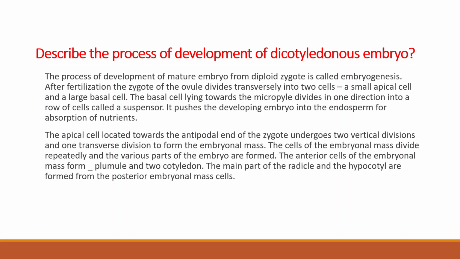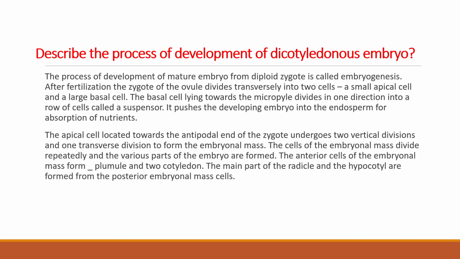The basal cell lying towards the micropyle, which is down, divides in one direction into a row of cells called a suspensor. It pushes the developing embryo into the endosperm for absorption of nutrients. So the apical cell located towards the antipodal end of the zygote undergoes two vertical divisions and one transverse division to form the embryonal mass, the cluster of cells, which are ladder-like structures.